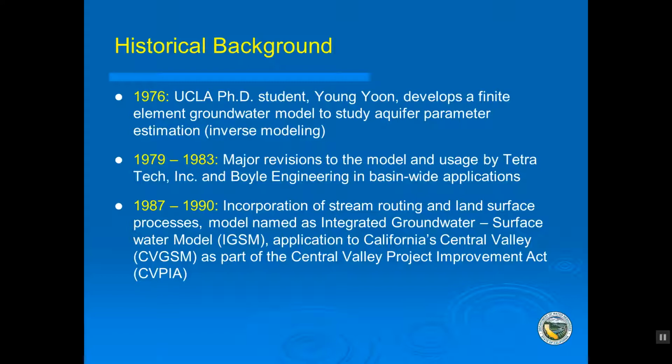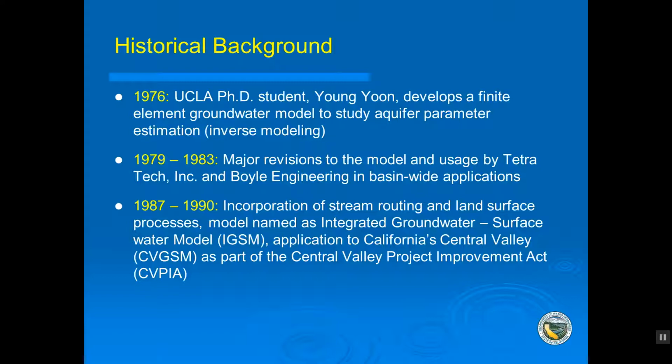And they start applying it at different basins, and they include stream routing and land surface processes. And most notably, they apply it to the California Central Valley. The model is called at the time CVGSM, and that was a part of the Central Valley Project Improvement Act, CVPIA.